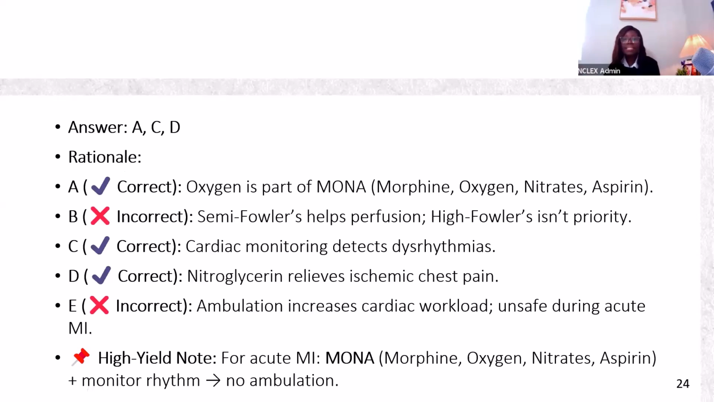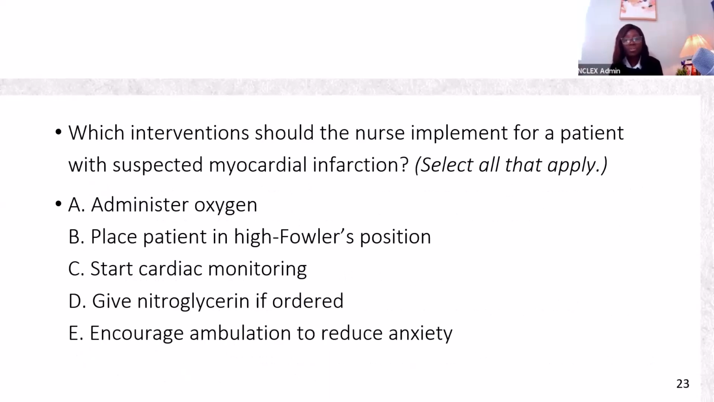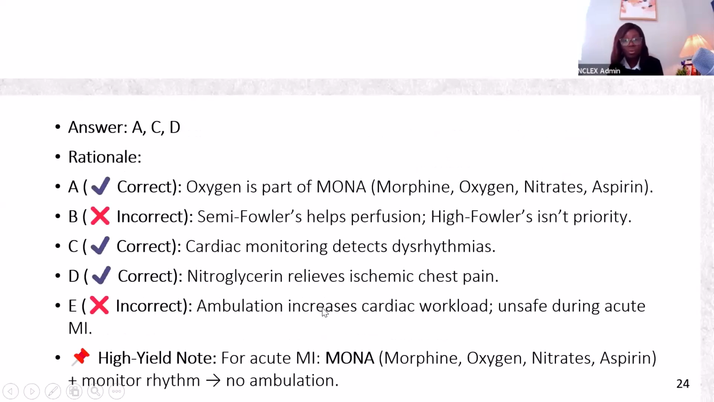So we have A, C, and D as our options. Morphine, oxygen, nitrates, and aspirin. So we're going to do A, administer oxygen, C, start cardiac monitoring, which is so needed in MI, and D, we give nitroglycerin. Oxygen is part of MONA. The positioning, mostly semi-Fowler, will help with perfusion, so high Fowler is not a priority now. Cardiac monitoring will help us, and nitroglycerin will help relieve the pain. Ambulation is a no, no, no. If you're saying the client should walk around, you are increasing the cardiac workload. It is unsafe, so you do not have to choose this. If you choose this, you are not a safe nurse.